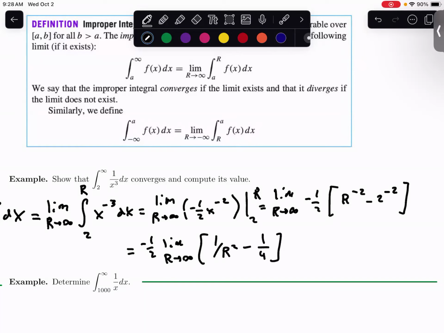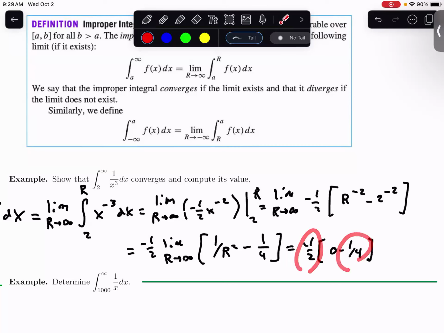And so now it's just a matter of computing this limit, right? The limit as r goes to infinity of 1 over r squared is just equal to 0, because r gets arbitrarily large in the denominator. And so we have this minus 1/2 term multiplied by 0 minus 1 over 4. So you really just have minus 1/2 times minus 1 over 4, which just gives you 1 over 8.